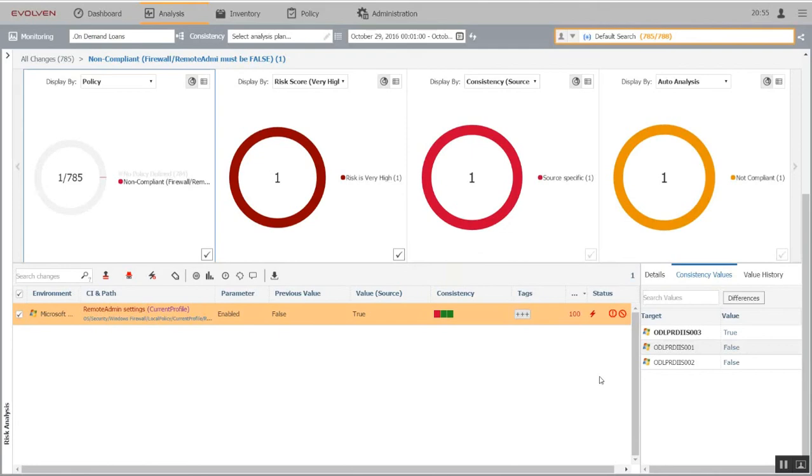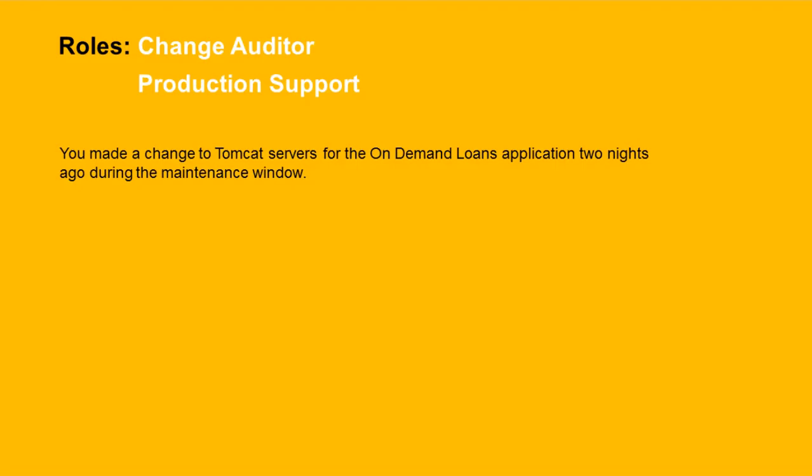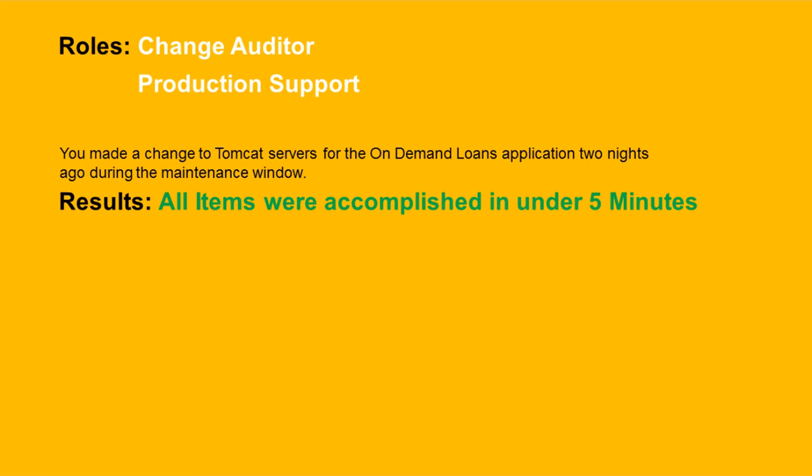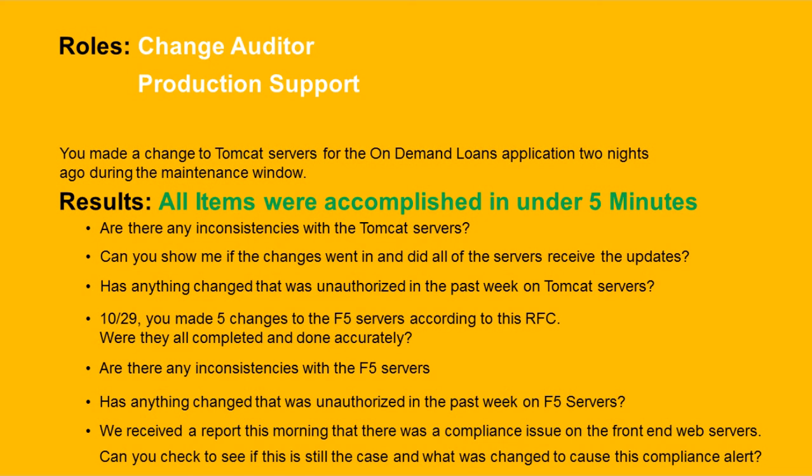So let's review what we did with our auditors today. We were asked to take a look at Tomcat servers, F5 servers, and a policy compliance alert that they were getting today. And in under 5 minutes, we were able to accurately answer these questions for the auditors. These are very timely questions that the auditors need to have answered. And we were able to do this and move back on to our daily activities.